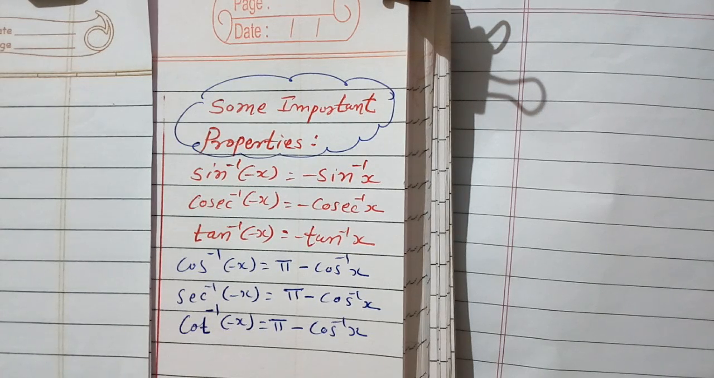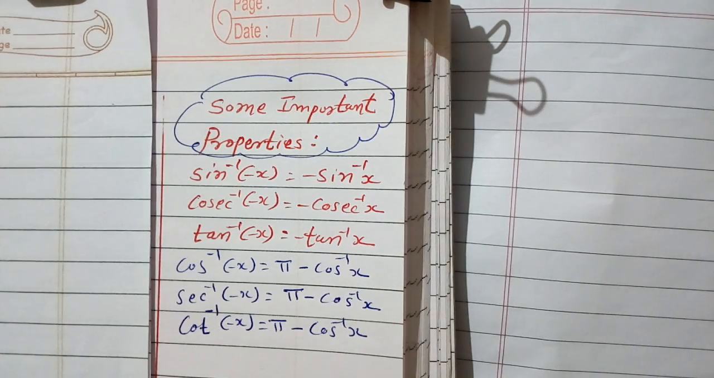Very first, sin inverse minus x equal to minus sin inverse x. Cosec inverse minus x equal to minus cosec inverse x. Tan inverse minus x equal to minus tan inverse x. But cos inverse minus x is equal to pi minus cos inverse x. Sec inverse minus x equal to pi minus sec inverse x. Cot inverse minus x equal to pi minus cot inverse x.